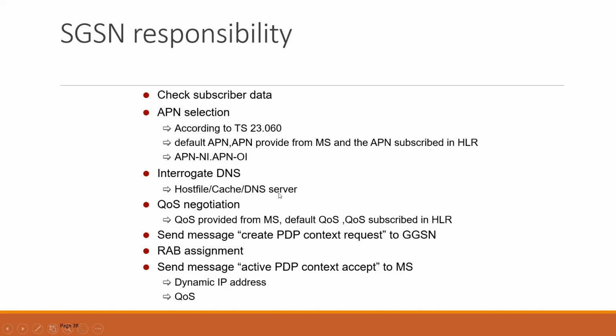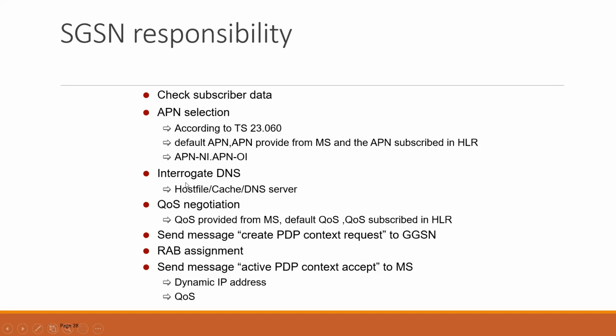Once that internal DNS provides information, that is updated in the cache as well, so that next time SDSN does not have to go every time to the DNS server. So the next time, if it's not available in the host file, you check in the cache, and if it's not in the cache, you check in the DNS server.